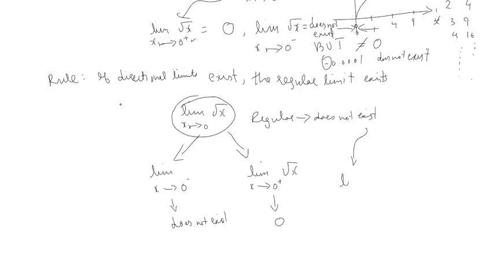Which means that if the left-handed limit is not equal to the right-handed limit, the same result would apply. Then the regular limit would simply not exist. In other words, if the regular limit has to exist, then the left-handed limit and the right-handed limit are supposed to exist as well. And at the same time, they're supposed to be equal to each other, because if they're not, then it's a contradiction. Let's do another example that illustrates precisely that.